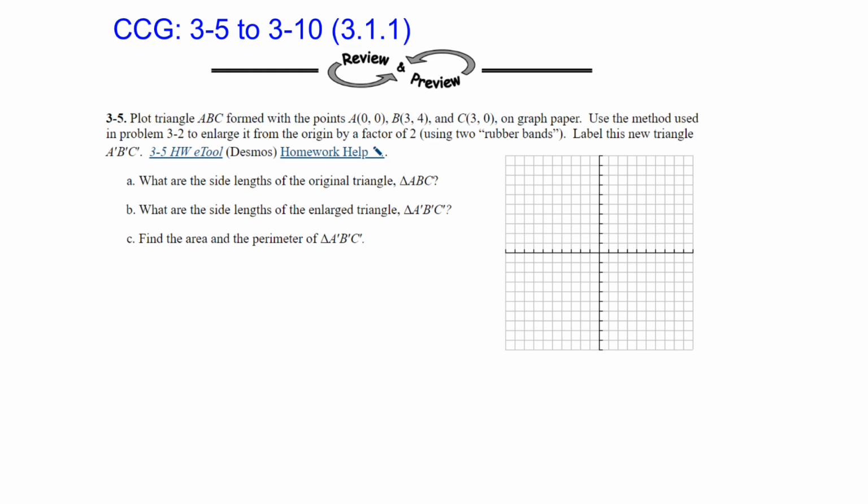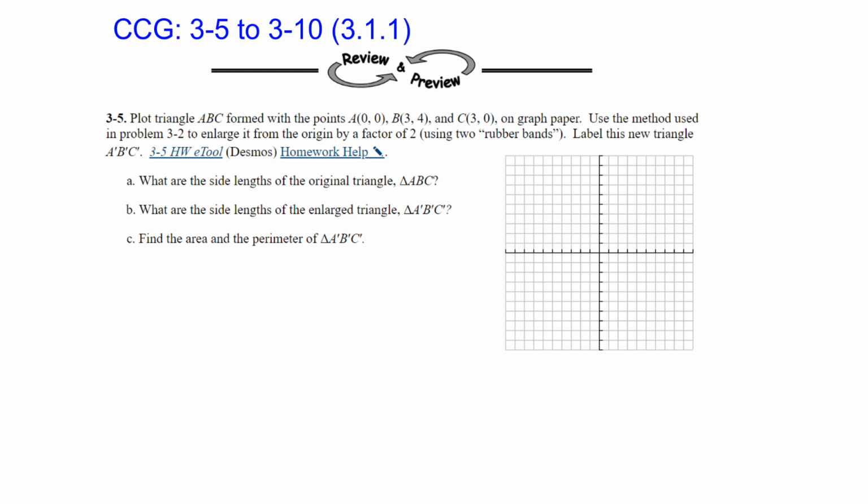We're going to start with Lesson 3.1.1, homework questions 5 through 10. Plot triangle ABC formed by the points A, B, and C on graph paper. Use the method used in problem 3-2 to enlarge it from the original by a factor of 2. Label the new triangle A prime, B prime, and C prime.